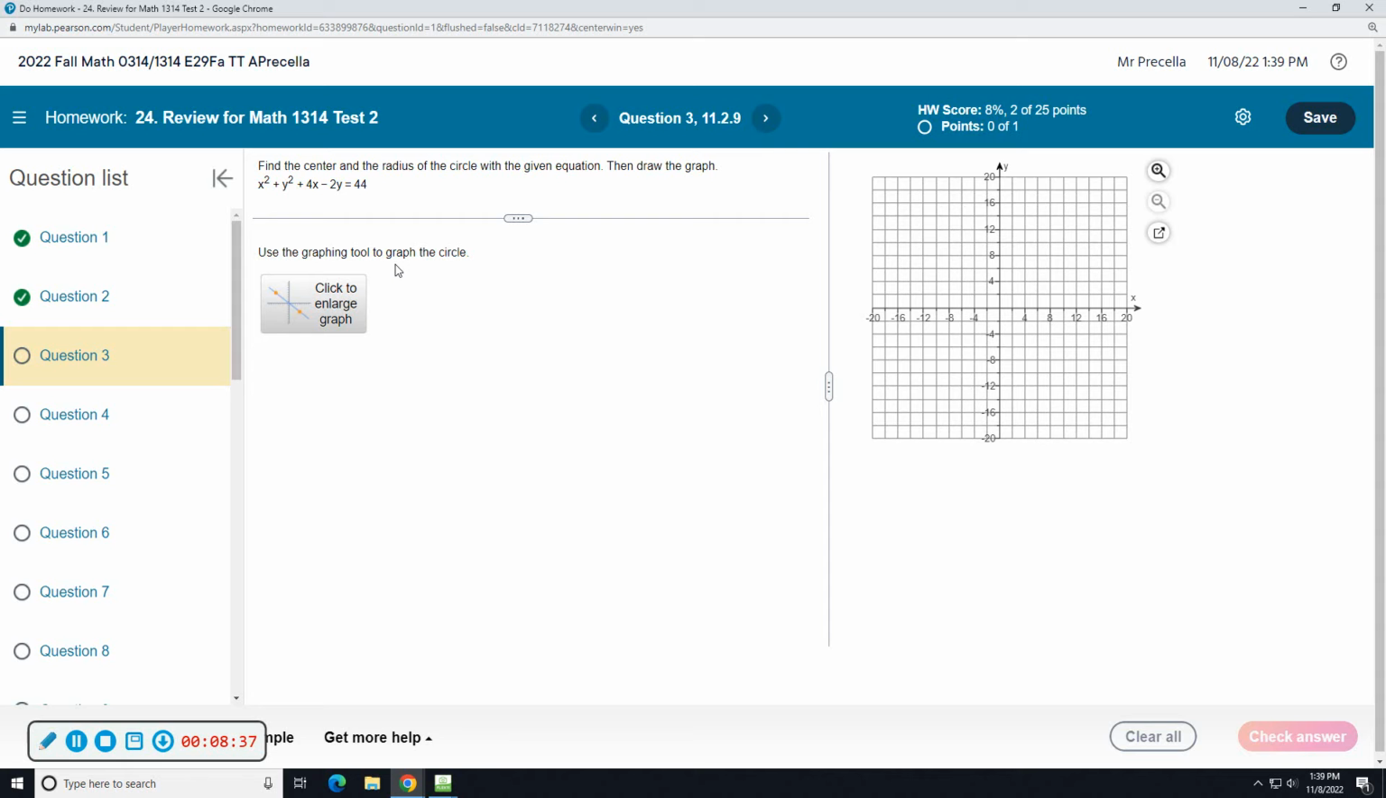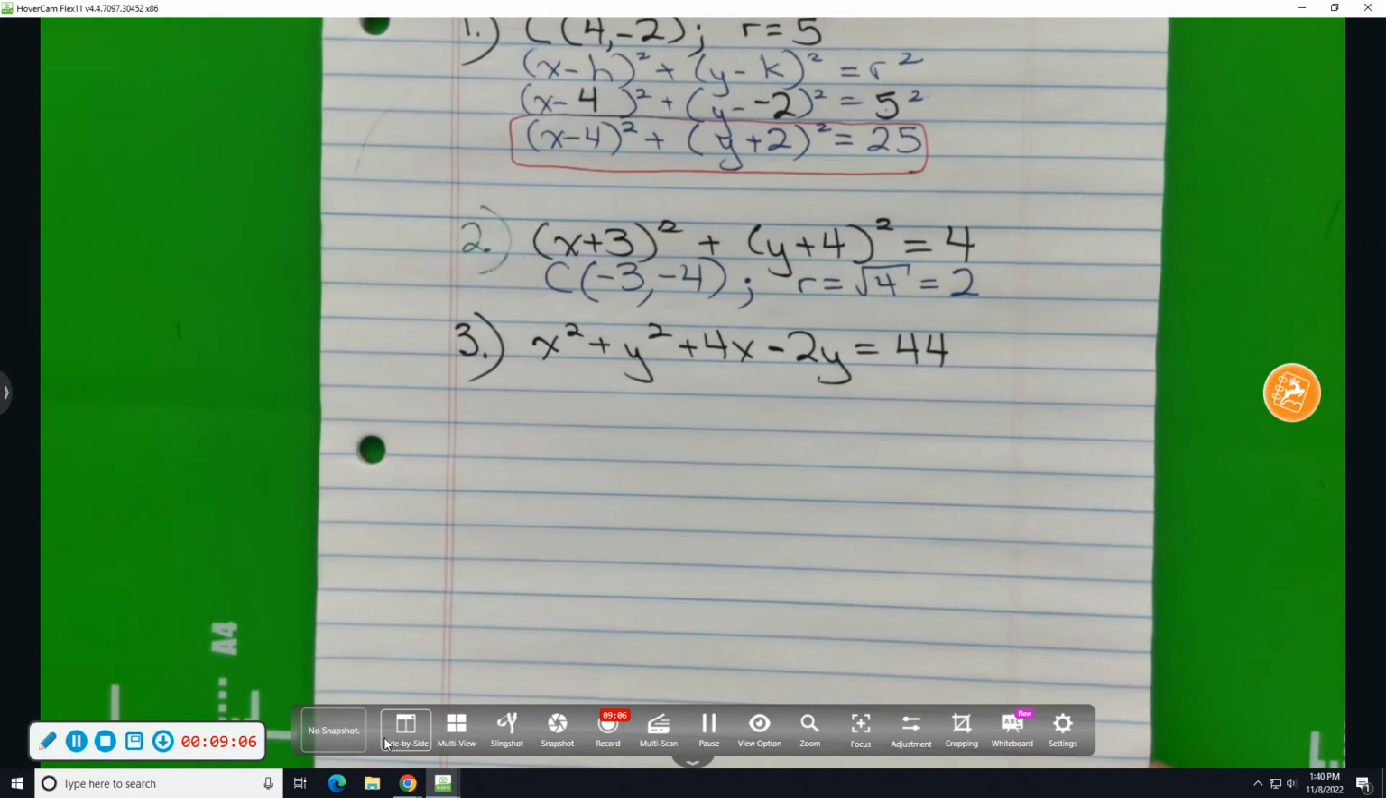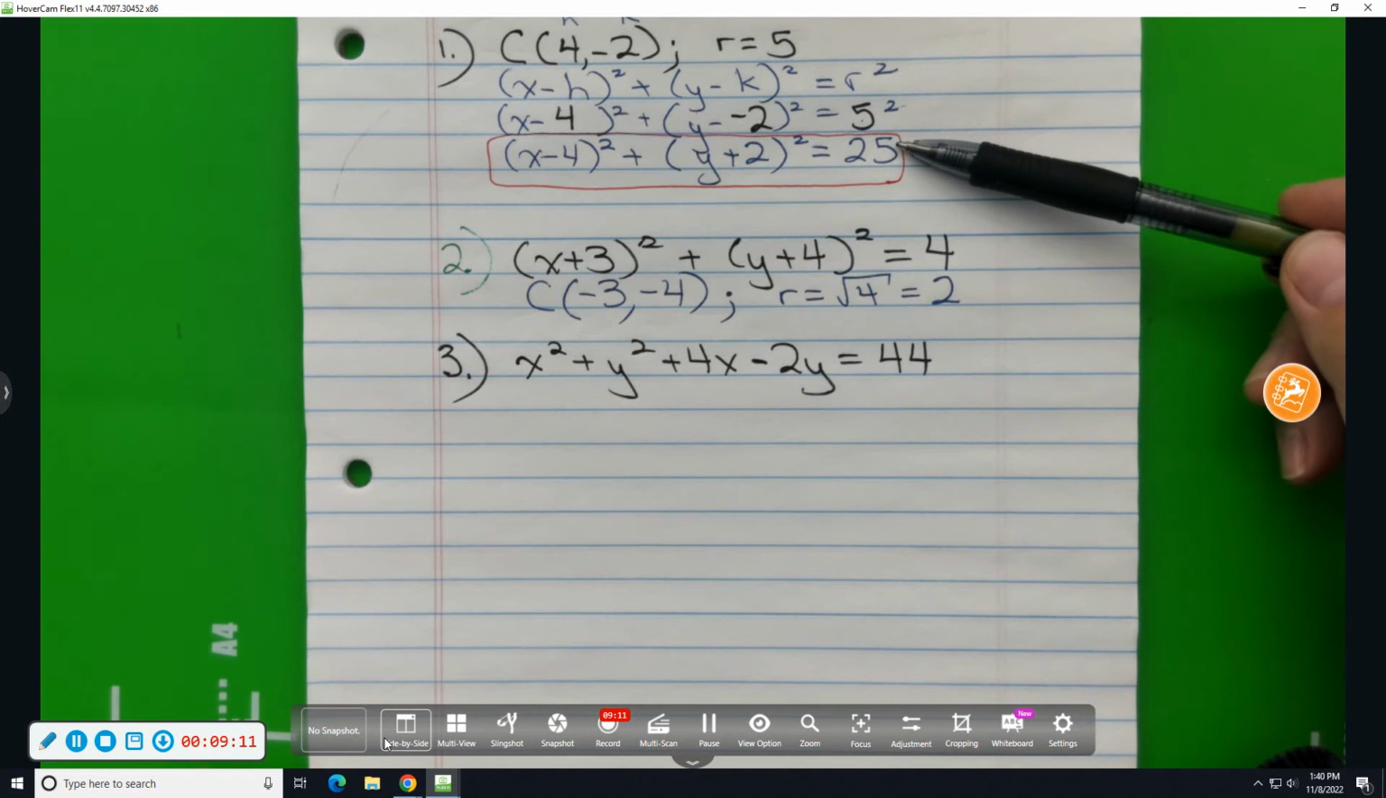To find the center and the radius, we're going to have to write the equation in center radius form. Let me write this down right now first. X squared plus y squared plus 4x minus 2y is equal to 44. So let me switch over to my paper. We are trying to get this equation written in center radius form.